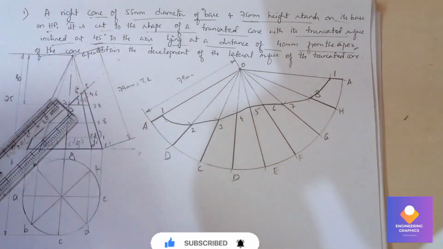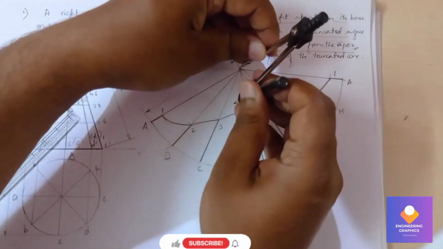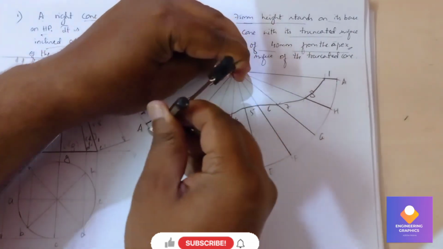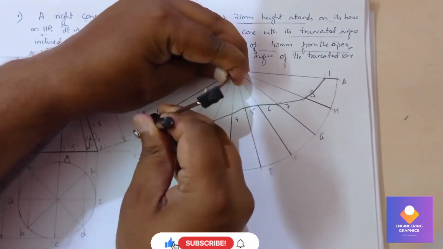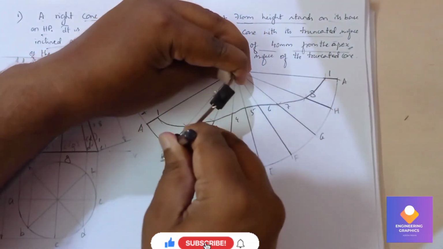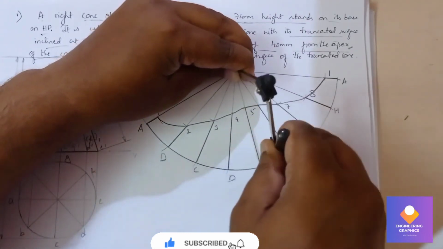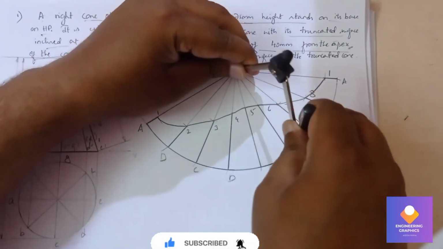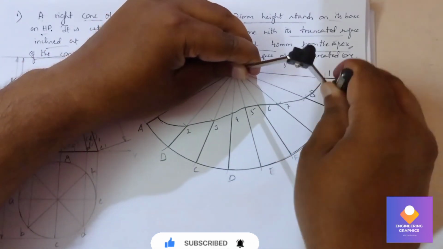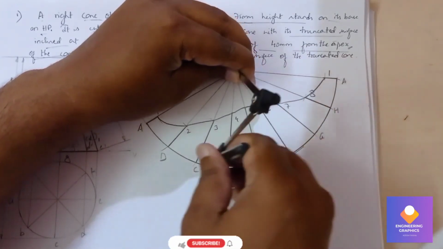You can take the compass and dark that lower portion here. You can dark that, so that completes the problem.